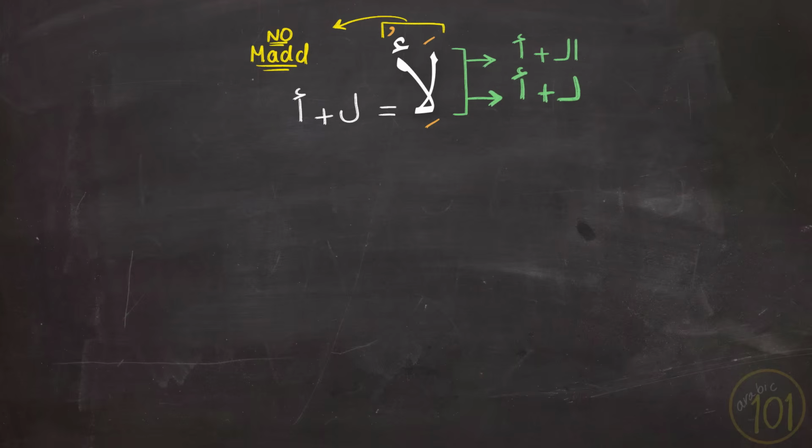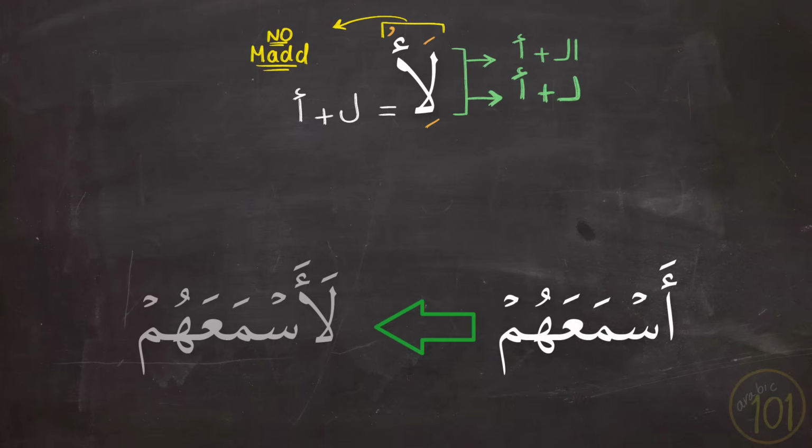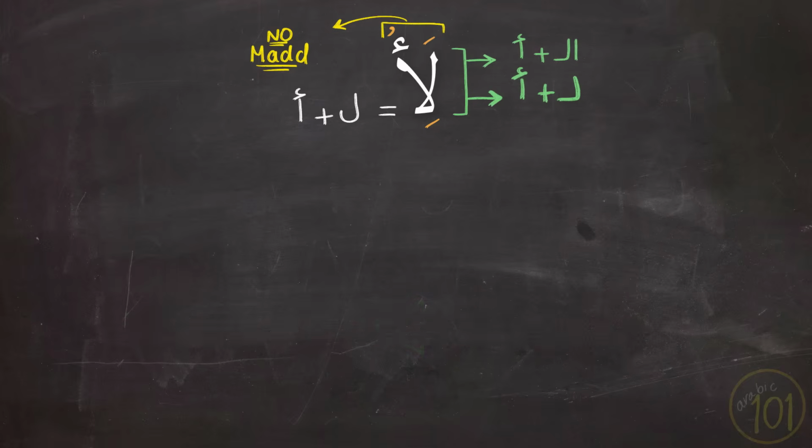But it also occurs much less commonly without the definite article, al. So just by adding a lam to a word that already starts with a Hamza. So from asma'ahum to la asma'ahum. And in context, it looks and sounds like this.